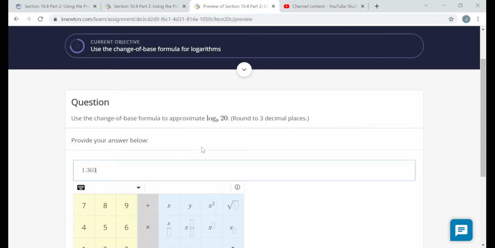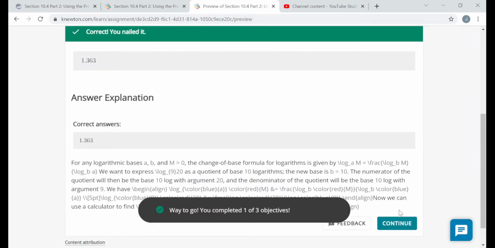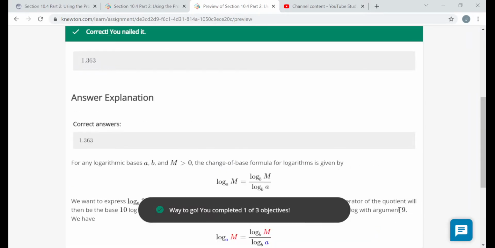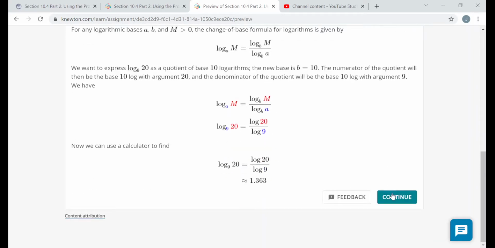All right, and again, if you want to test it out, 9 to this power should be close to 20, right? I say close to 20 because this is rounded. Great. All right, so that objective's done. That was probably the easiest of the 3 objectives, the change of base rule. All right, next question.